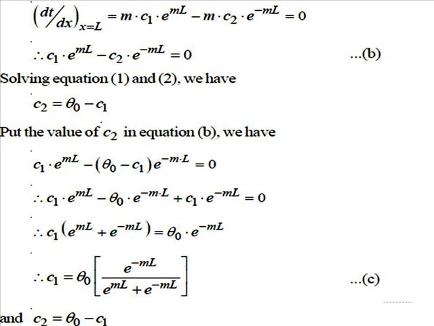So you can see by solving we will get C1 equal to theta 0 e^(-mL) divided by e^(mL) plus e^(-mL), and the value of C2 equals theta 0 minus C1, that is the bottommost line, and the value of C1 is available on the second line from the bottom. So the constant values C1 and C2 are available, and now we have to put those values in the most general equation to find out the temperature variation. So we'll go with the next step. I hope this is very much clear to you. We'll go ahead with this solution.